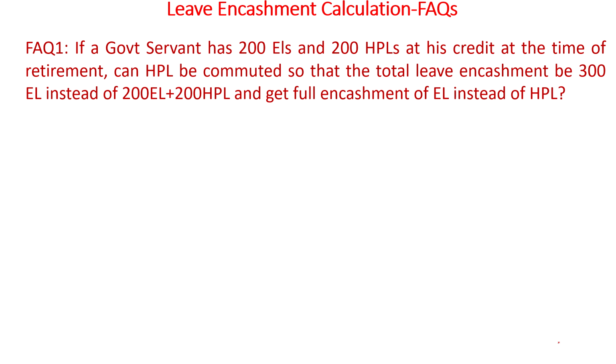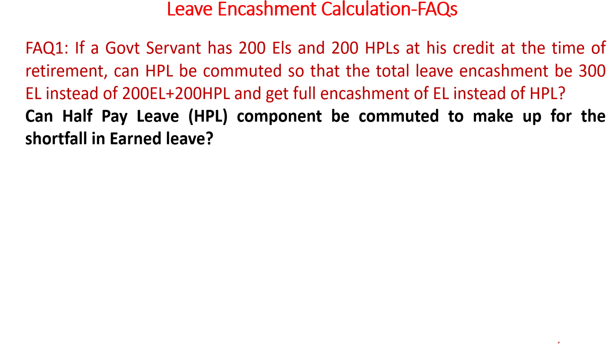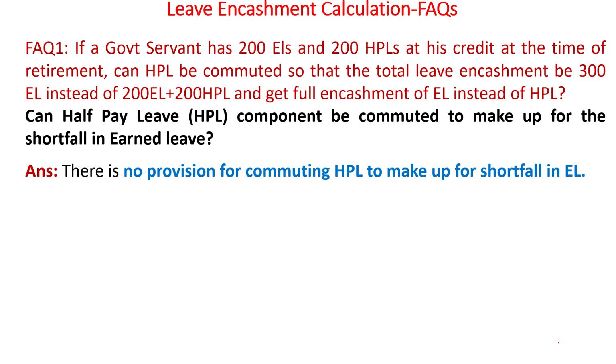Okay. Then some FAQs we will see. If a government servant has 200 ELs and 200 HPLs at his credit at the time of retirement, can HPL be commuted so that the total leave encashment be 300 EL instead of 200 EL plus 200 HPL, and get a full encashment of EL instead of HPL? You can also ask it this way: can the HPL component be commuted to make up for the shortfall in the EL? The answer is no. There is no such provision for commuting HPL to make up for the shortfall of the EL at the time of encashment. So that is why ELs are very important.